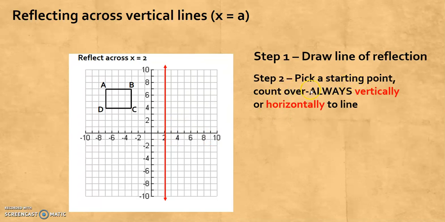Pick a point, count over, always vertical or horizontal to the line. So in this case, if I pick point B, it is going to be 1, 2, 3, 4, 5. So the distance from B to the line of reflection is 5. And so we're going to go over to the right 5, and that would be B prime. And we'll repeat the process for each of the vertices that we have.